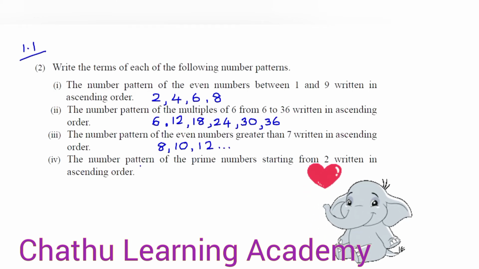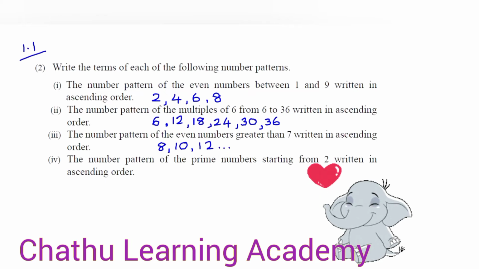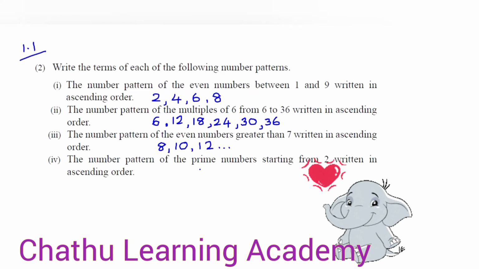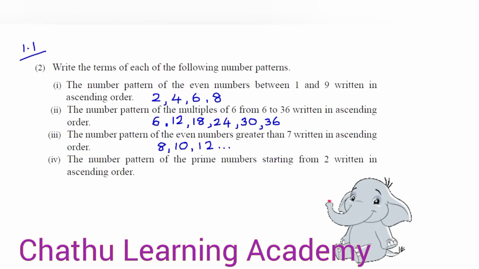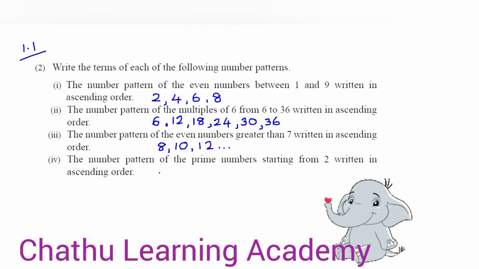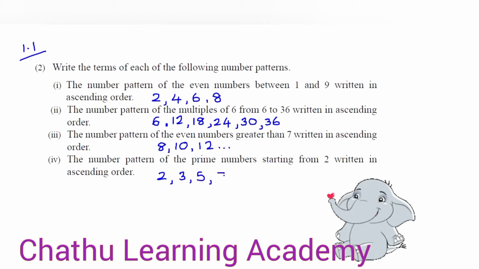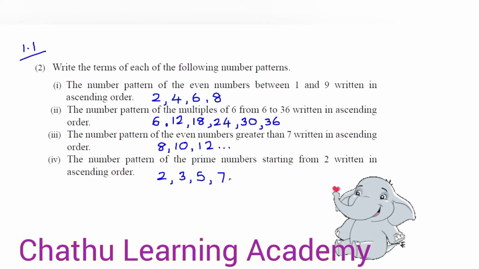Fourth one, the number pattern of the prime numbers starting from 2. From 2 means 2 also belongs to this number pattern, as 2 is also a prime number. Then we can start from 2. 2, 3, 5, 7, like that. Here also they have not given the ending point. Then we can put 3 dots.